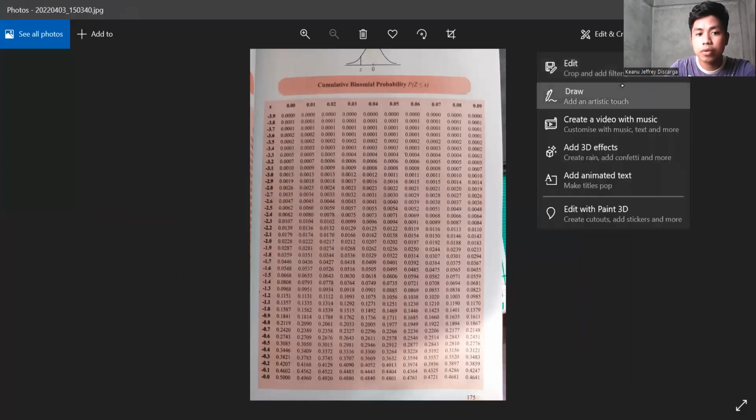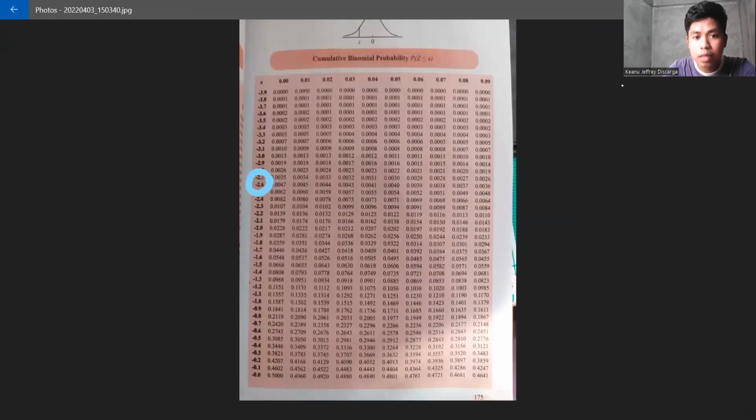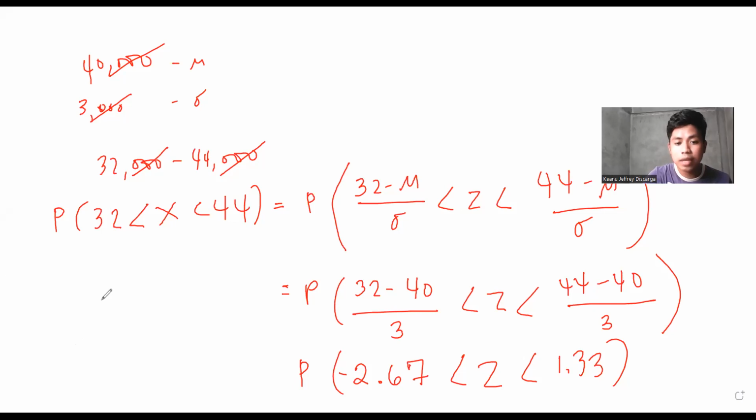Diba, mayroon tayong negative 2.6. And then, mayroon tayong 0.07. Kapag pinag-add natin yung negative 2.6 saka 0.07, mag-isang negative 2.67. So, parang i-intersect lang natin siya. And yung intersection nila na value ay 0.0038. Okay? 0.0038. Since negative siya, edi negative rin yung ilalagay natin dito.